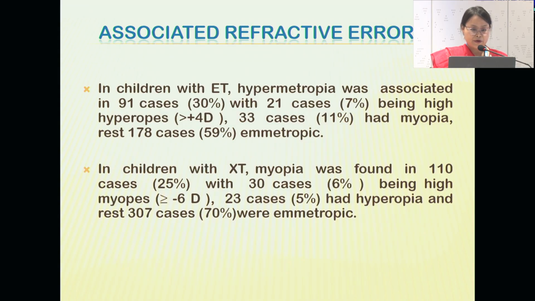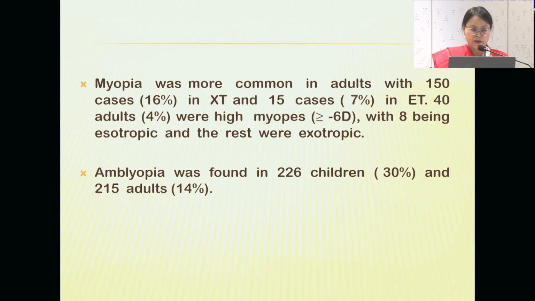Associated refractive error: children with esotropia, hypermetropia was associated in 30% of the cases. 11% had myopia, and the rest 59% were emmetropic. Out of the 30% associated with hypermetropia, 7% had hypermetropia more than +4. In children with XT, myopia was found in 25% of the cases, 5% associated with hyperopia, and 70% were emmetropic.